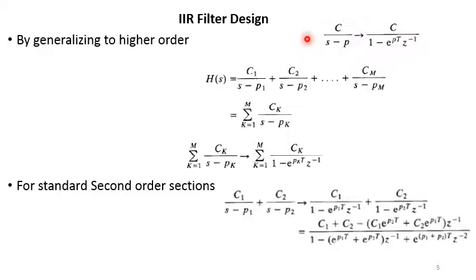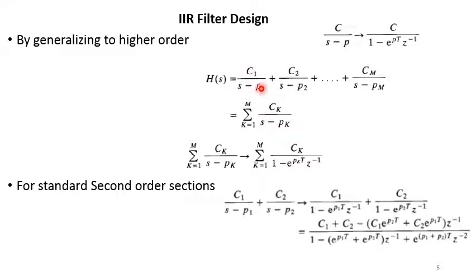So generalizing this, we can write that H(s), for example, consists of multiple terms, maybe up to m. So C1 over s minus p1 plus C2 over s minus p2 plus so on, up to Cm over s minus pm, right? So this can be written in summation as H(s) equals summation k running from 1 up to m of Ck over s minus pk. You understand pk's are the poles, right?